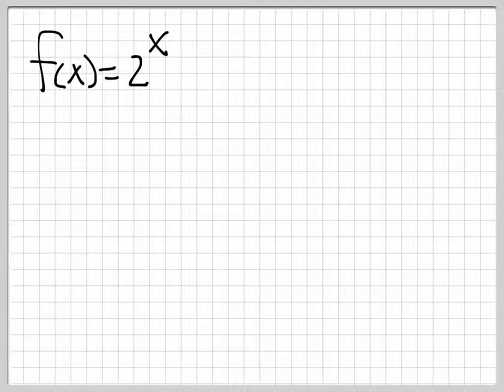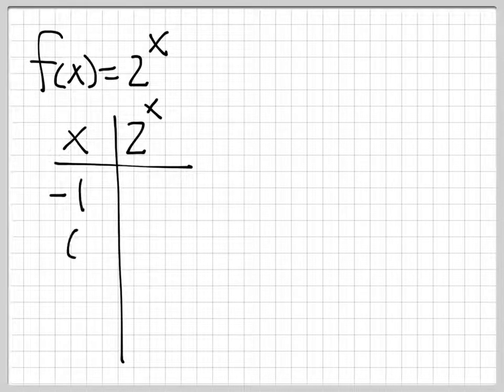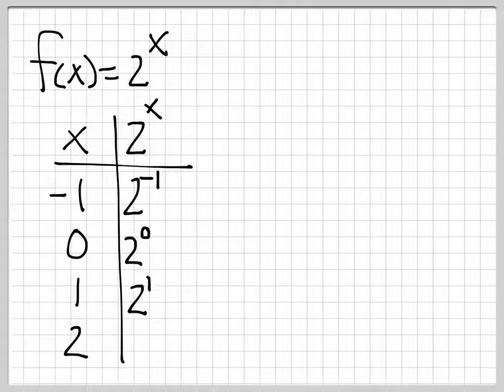Let's go ahead and just make a table for 2 to the x. Whenever you're dealing with a new function, it helps to try some values that are easy to compute, possibly make a graph of it. So here's our input, here is 2 to the x. I'm going to plug in -1, 0, 1, and 2. 2 to the -1, 2 to the 0, 2 to the 1, 2 squared.